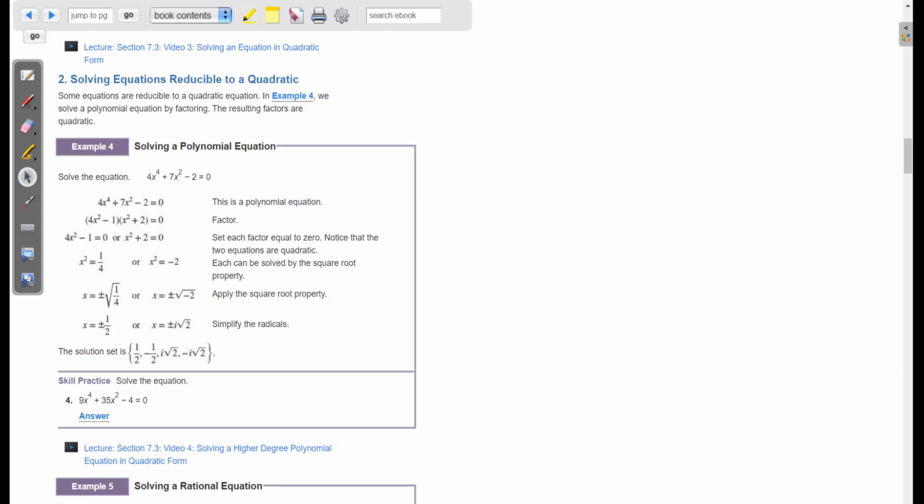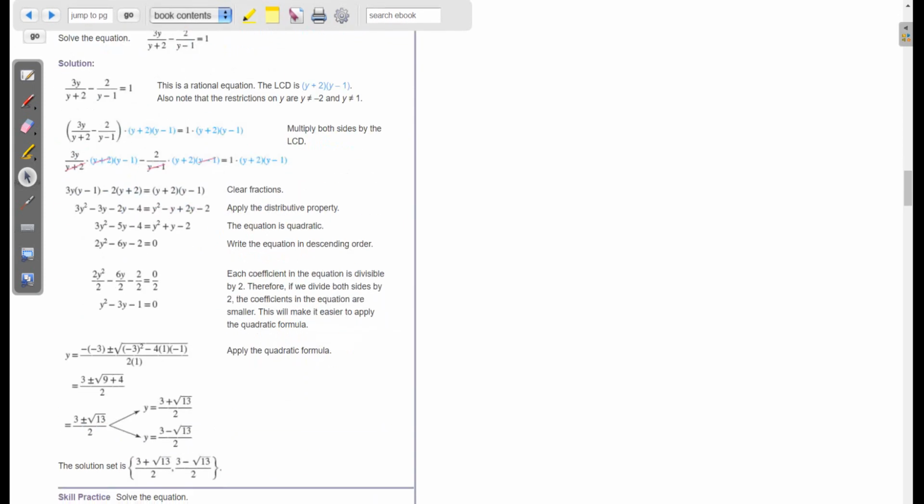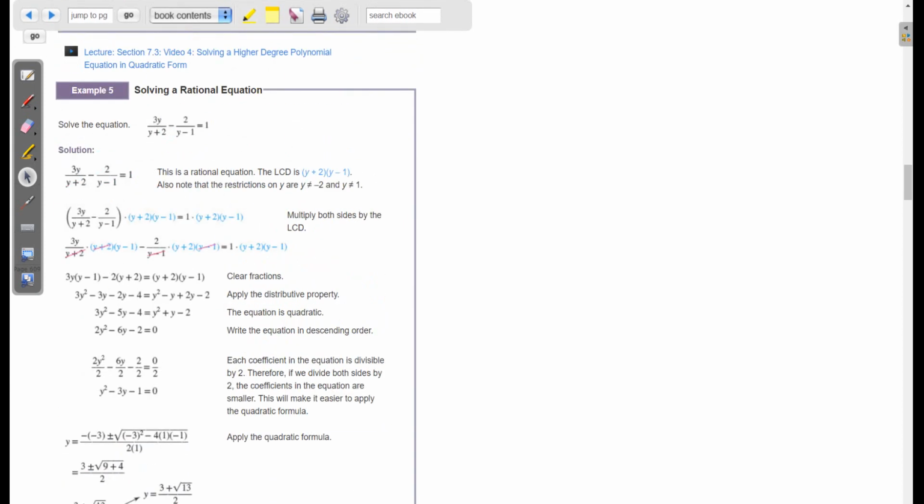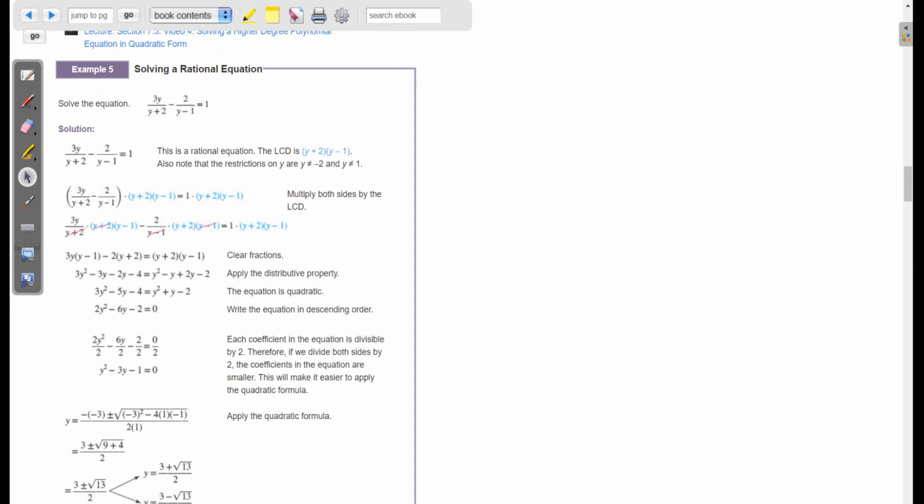And it looks like the last problem we have for the day, solving rational equations. Oh gosh, this looks horrible. All right, well, just got to get to it.